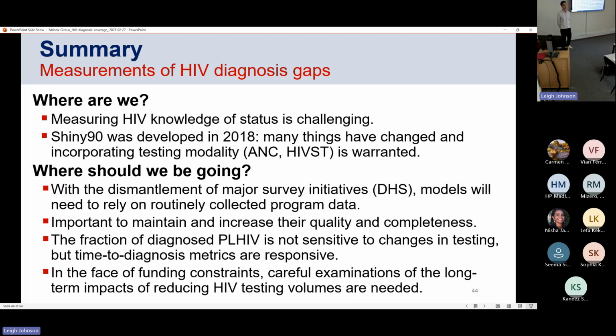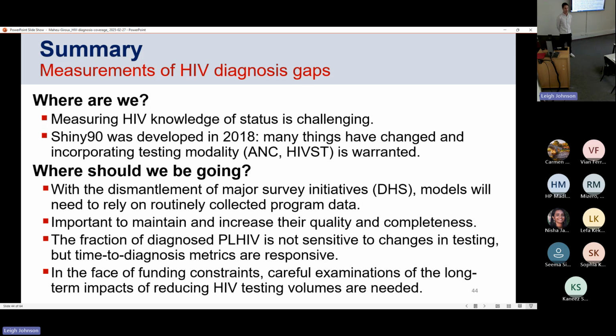And thinking ahead, there are also questions about which metric we should use to monitor the diagnosis gap, because we have an aging HIV epidemic. People are diagnosed, and just looking at the proportion of people living with HIV aware of their status, it's not super sensitive to declines in HIV testing because you don't undiagnose people. So should we focus more on metrics of testing efficiency, such as time to diagnosis?